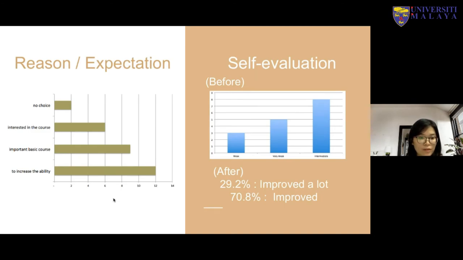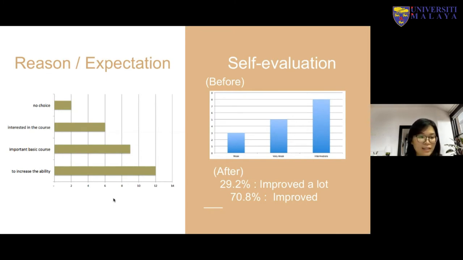First of all, it's about the students' motive and the reason why they chose this elective course. The result shows that about 75% of them wish to increase their ability to read classical Chinese text, while 56.3% of them believe that this is an important basic course. And indeed, yes, it is. 37.5% of them are interested in this course, while the other 12.5% chose this course because they had no other choices anymore.